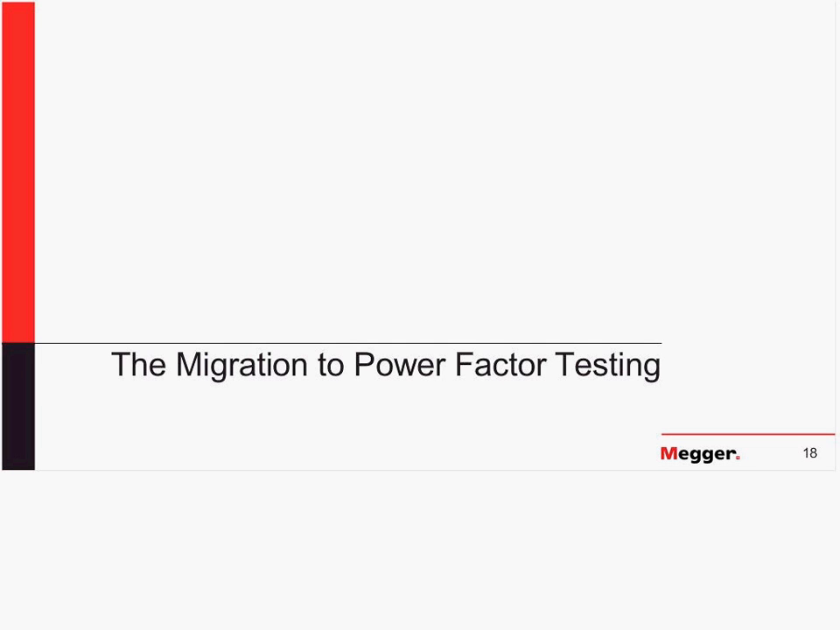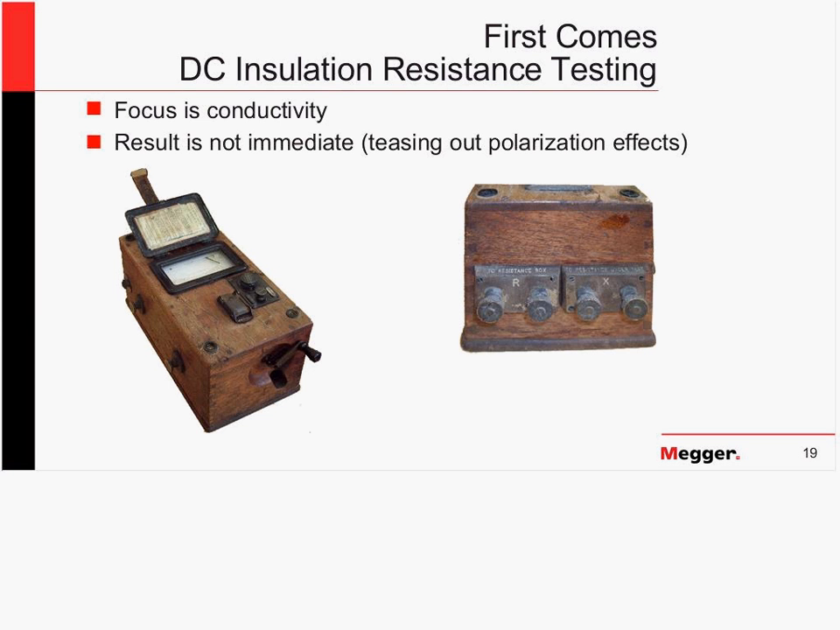But that was a great question because it gives me a segue into talking about how we ended up at power factor testing, because if we go backwards and look at where we started, well, for sure first came the DC insulation resistance testing. And if you've ever done a DC insulation resistance test on a transformer, you'll know that the result is not immediate. You have to wait some bit of time before you reach stability.